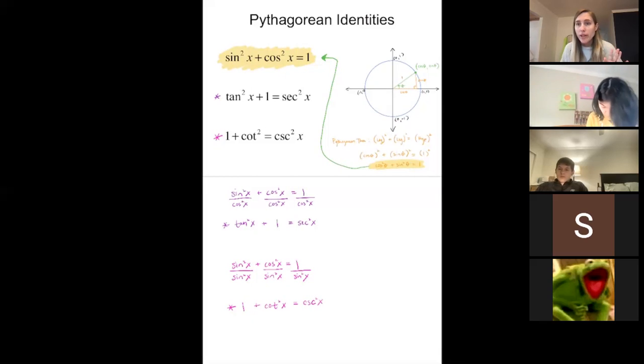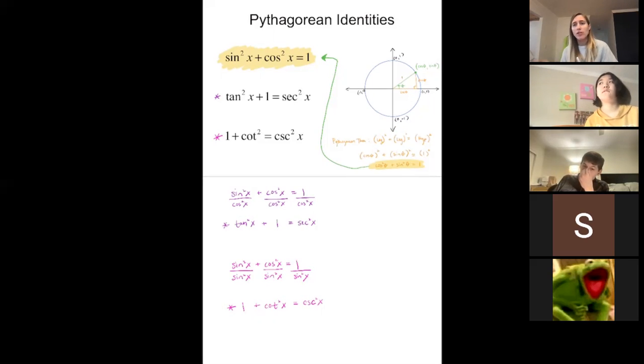Does anyone have any questions on the Pythagorean identities? You'll see that the Pythagorean identities are considered fundamental identities, and you are allowed to change things around. I could rewrite the second Pythagorean identity as 1 equals secant squared minus tan squared, by subtracting tan squared from both sides. So we're allowed to use properties of equality to manipulate the fundamental identities.